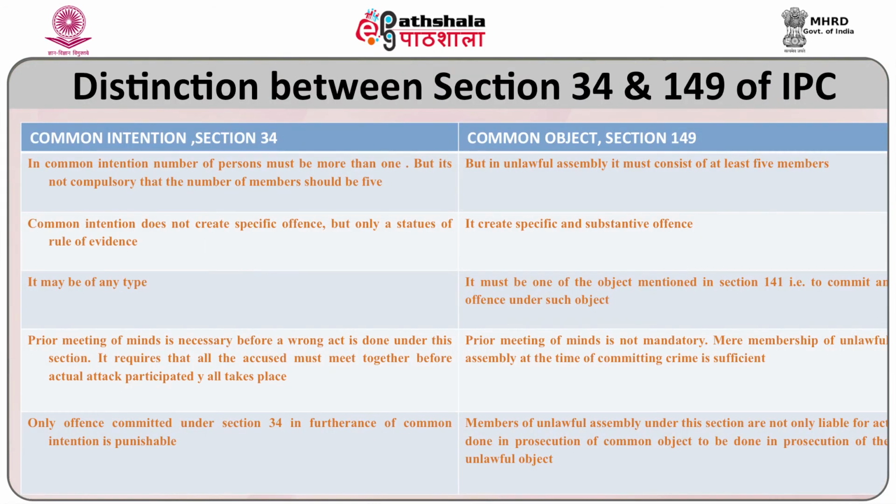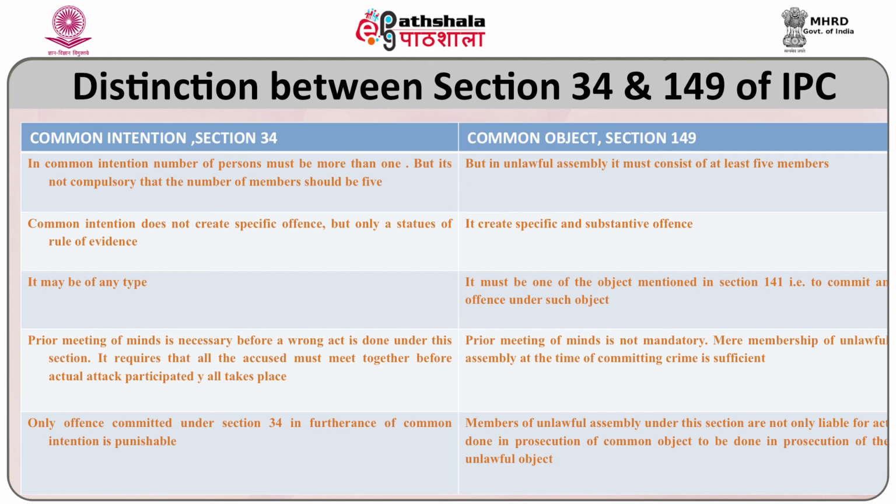Next we will discuss the exact difference between section 34 and section 149 of the Indian Penal Code. Under section 34, in common intention, the number of persons must be more than one, but it is not compulsory that the number of members should be 5. Whereas in the case of common object under section 149, there must be at least 5 members in order to invoke section 149. So, that is the first difference.